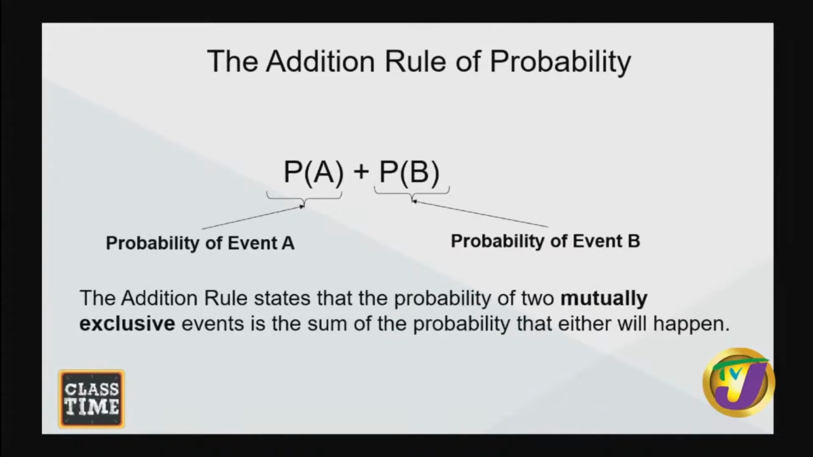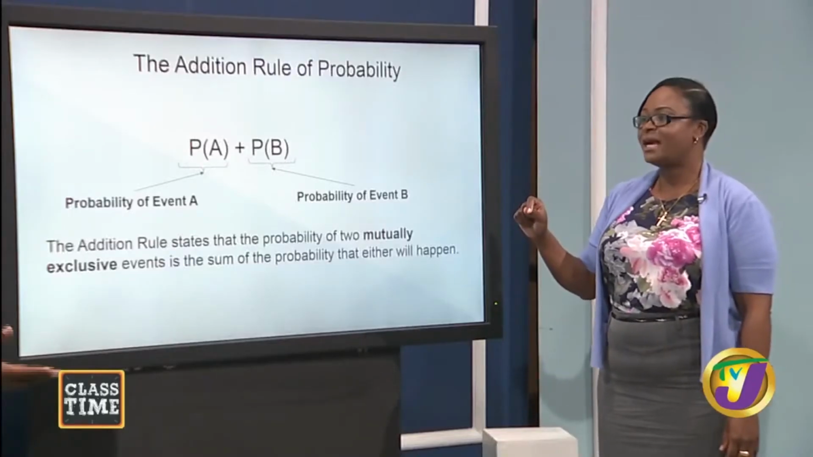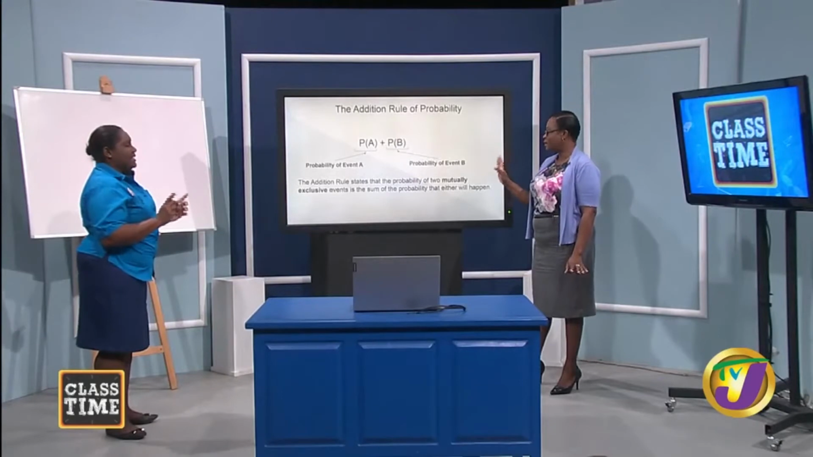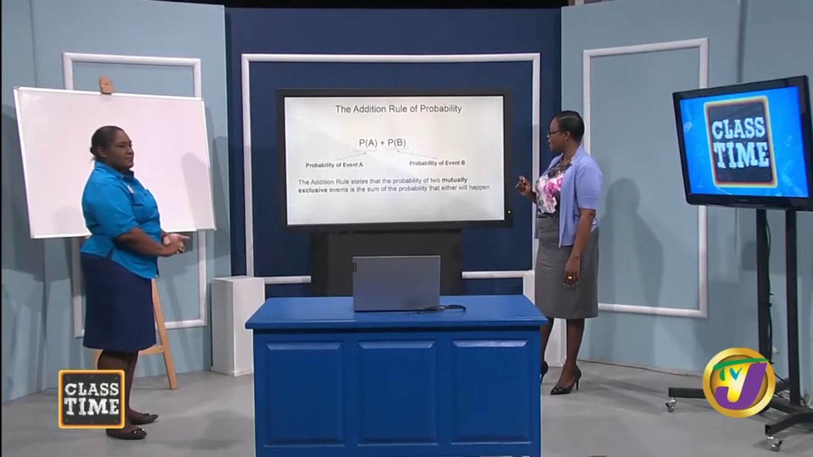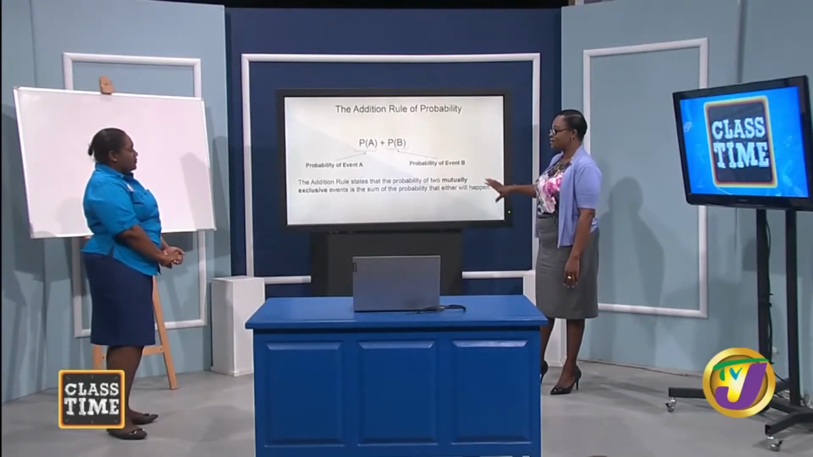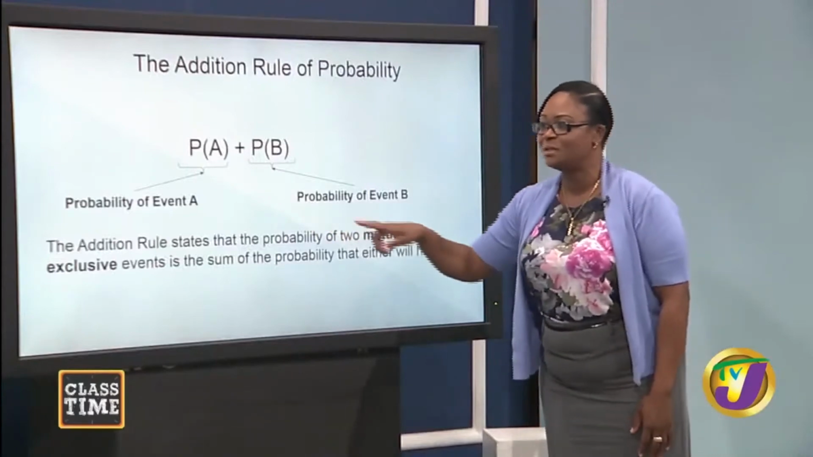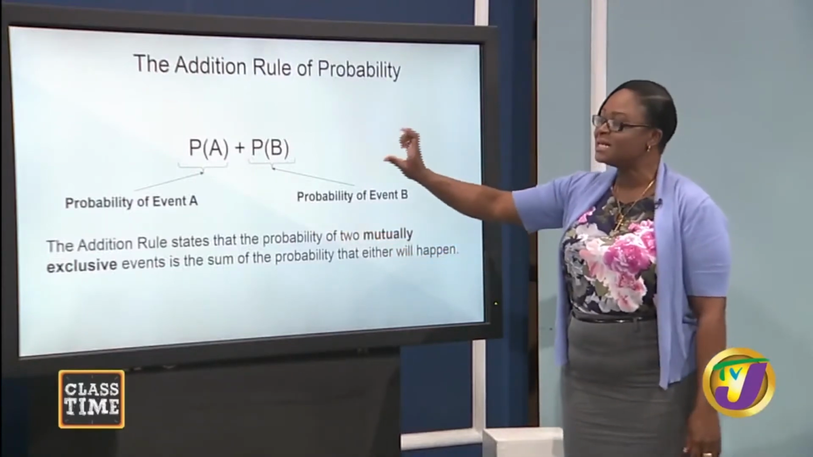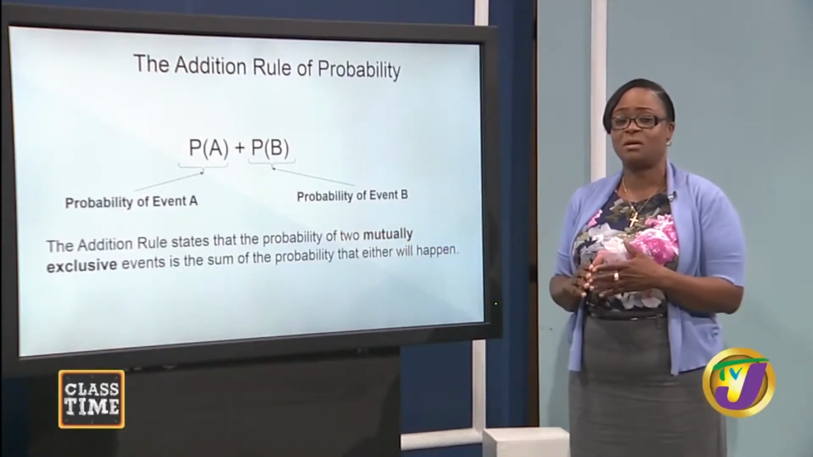What does it say, Shadeen? The addition rule states that the probability of two mutually exclusive events is the sum of the probability that either will happen. Two mutually exclusive events. Two events occurring independently of each other. Right. Okay. So for us here, it's for mutually exclusive events, and this is the probability rule.